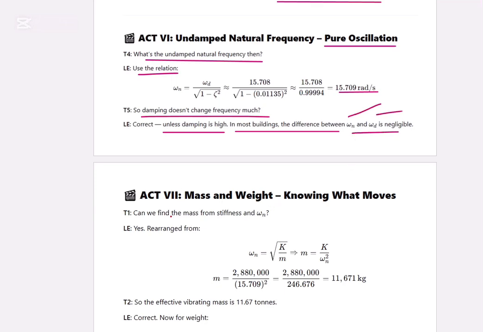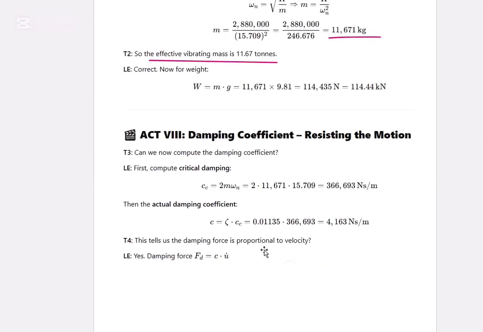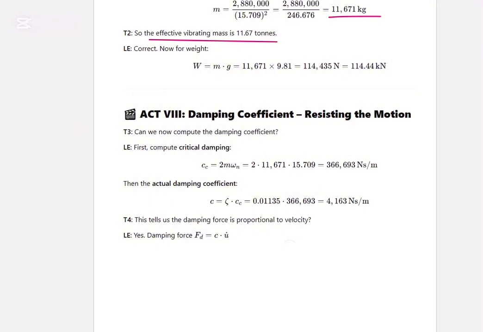Mass and weight. Knowing what moves, can we find the mass from this undamped natural frequency? Yes, rearrange the equation and you can get the mass. So the effective mass is 11 tons. Now for the damping coefficient, which resists the motion. Can we now compute the damping coefficient? First compute the critical damping, then the actual damping. This tells us the force, also the velocity, right? So yes, damping force is damping coefficient times velocity.